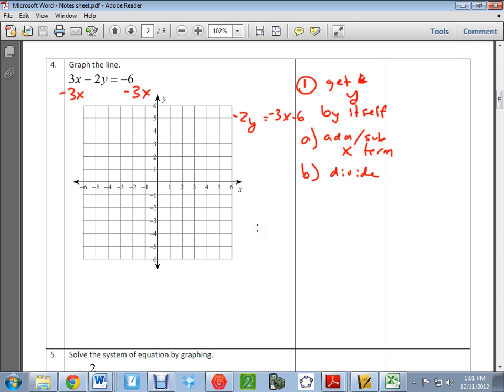What am I going to divide by in this case? Divide by a negative 2. Make sure to divide everything by a negative 2. Those will cancel, leaving you y is equal to, what is negative 3 divided by negative 2? Positive 3 halves, very good. 3 halves x. 6 divided by 2 is positive 3. Now everything else is exactly the same as was before.